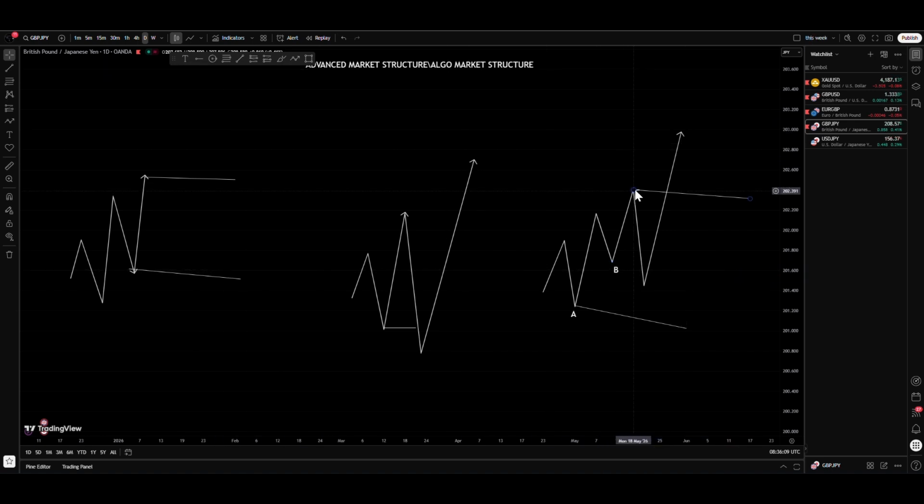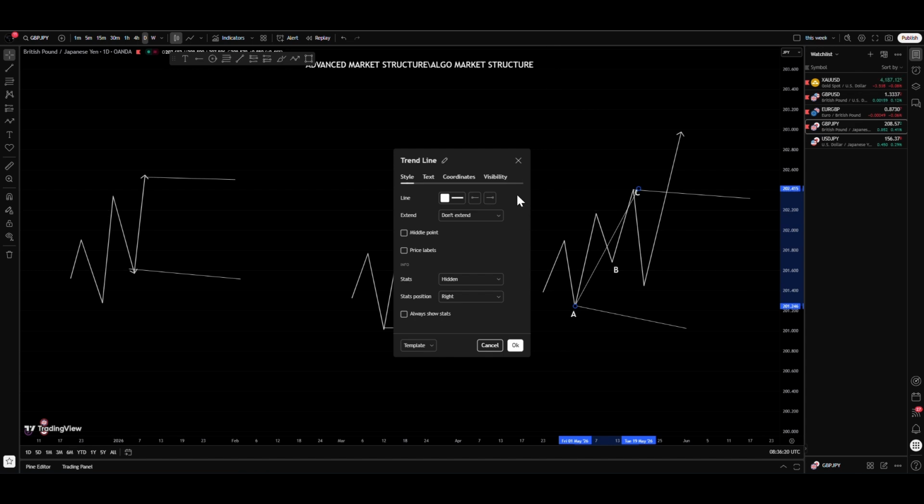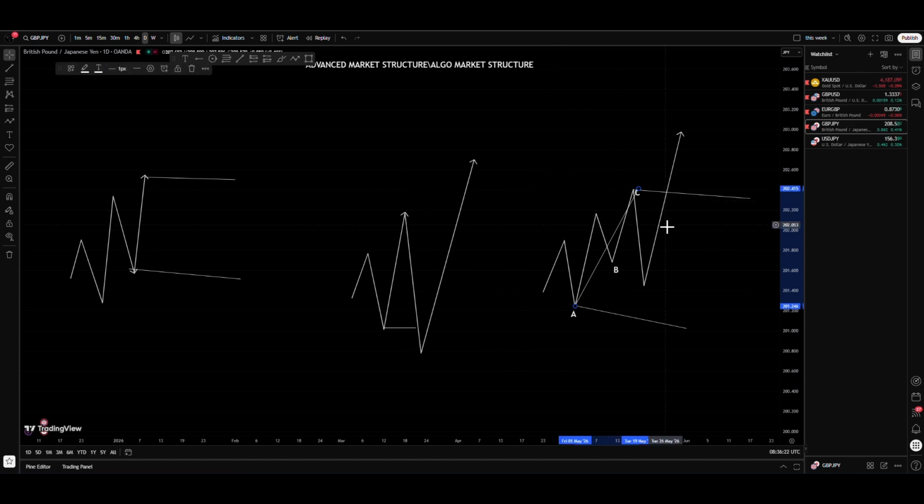This now is your swing structure. This is the low, this is the full swing structure. This becomes the swing structure. Do you see this now? This becomes the full swing structure.